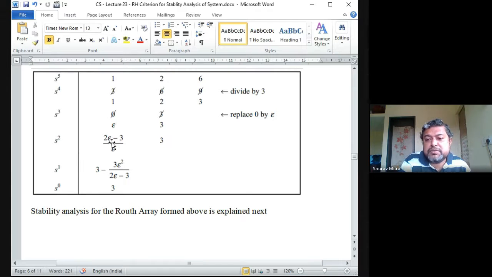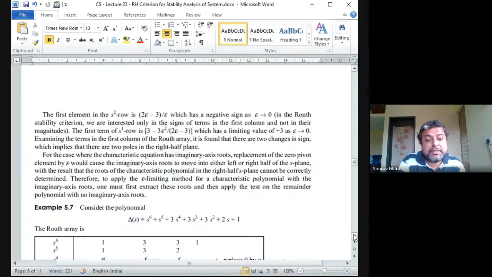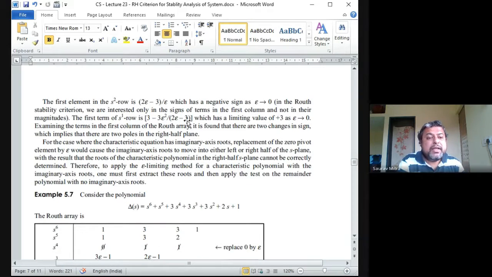Because epsilon value is very small. And this part is s^1: 3 minus 3 epsilon square divided by 2 epsilon minus 3. This part can be negative or positive, it doesn't matter, but this part will be very small, so 3 minus a very small number will be positive. So just looking at it, what I understand is that the s^2 part will be negative. That means there will be a sign change and the system is going to be unstable. This is my understanding.